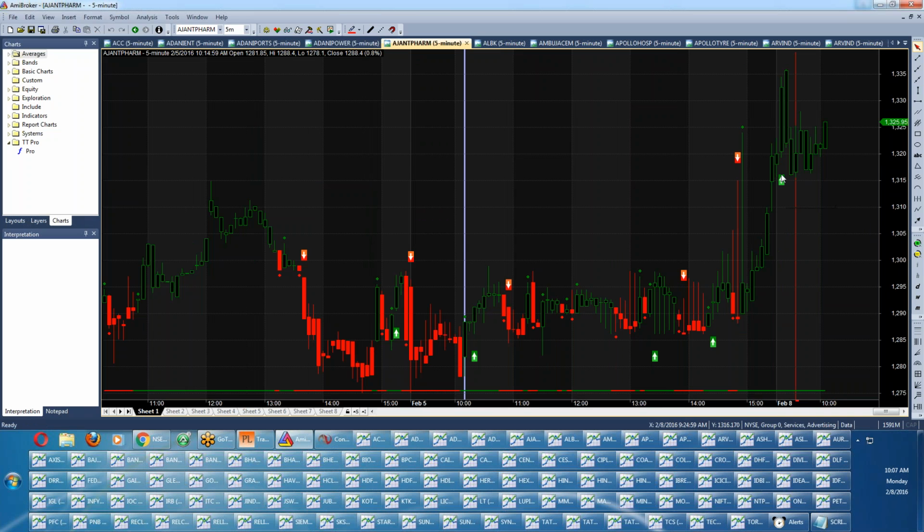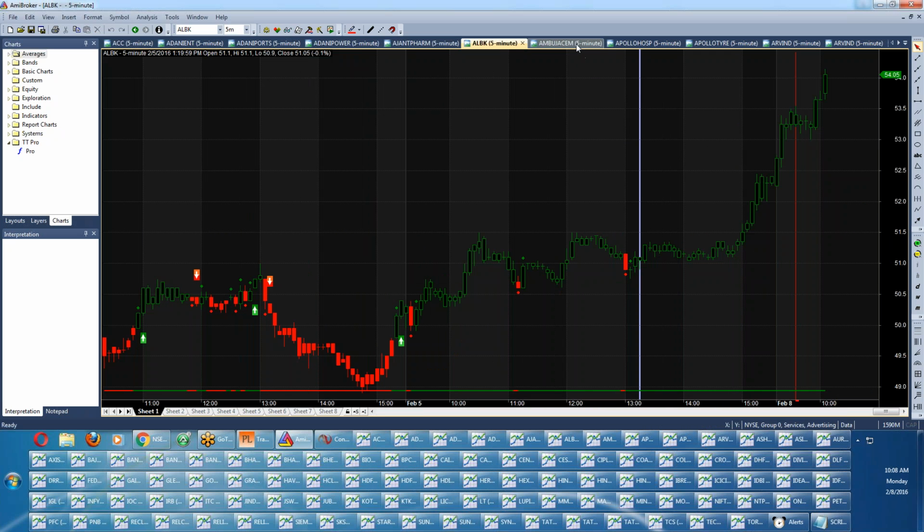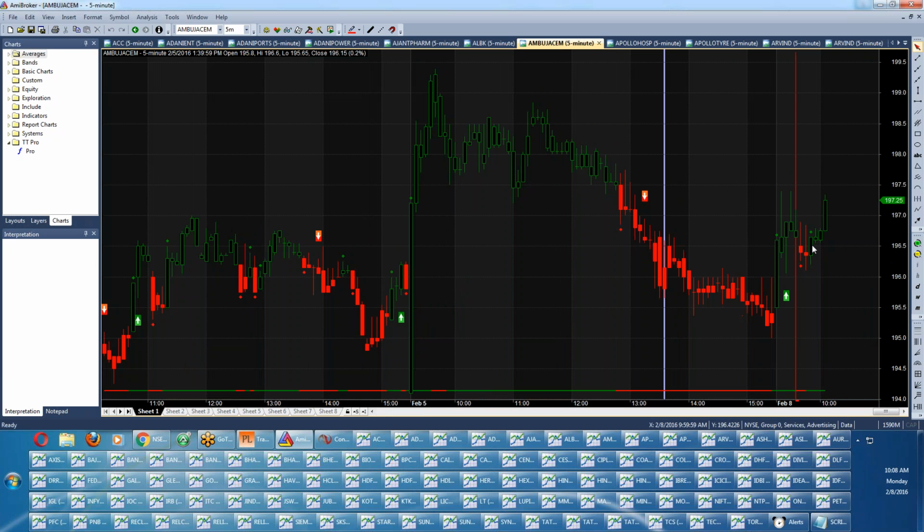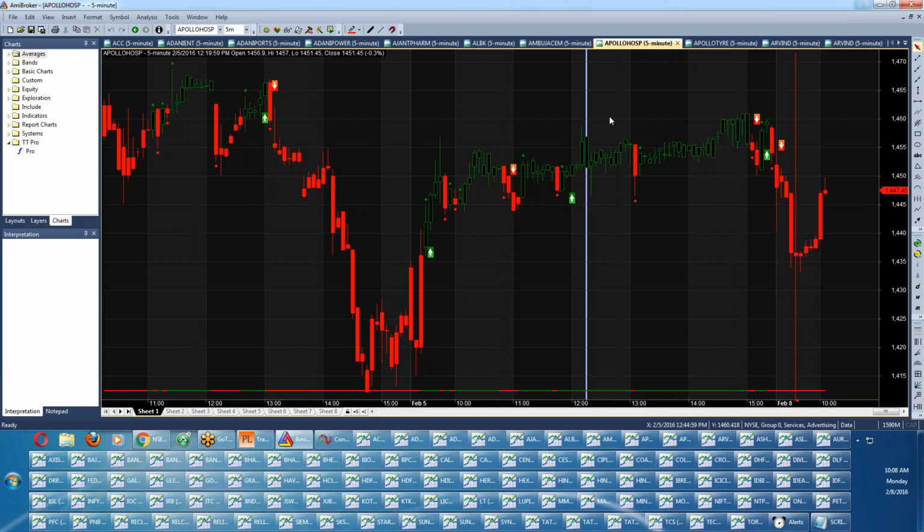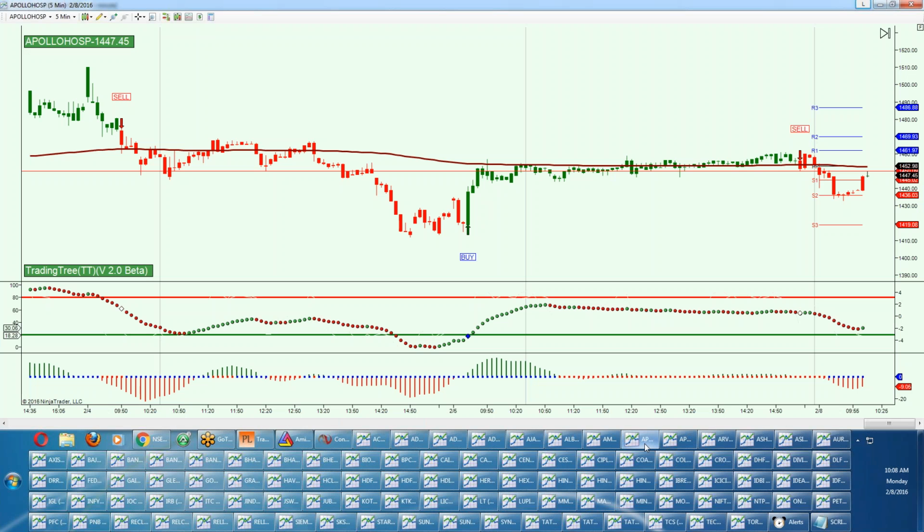So Ajanta Pharma, we have a buy here. So we can place the order here. LBK, Ambuja Cement, you can see we have the alert here. We'll get the confirmation here in this candle, most probably. Apollo Hospital, you can see that it's already done its profit. So that is your sell price. And we know the targets here in the NinjaTrader.